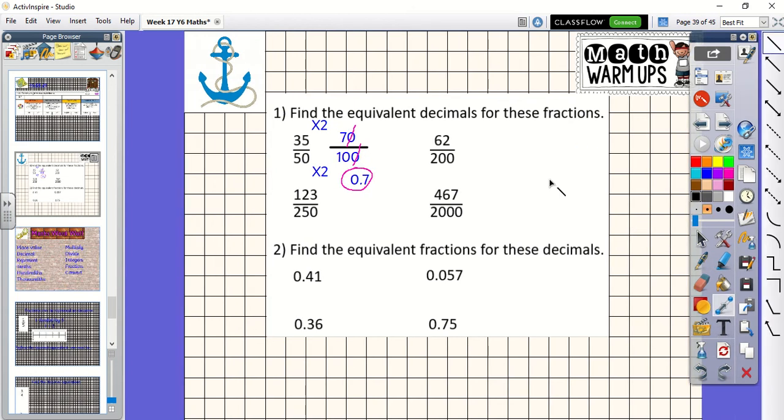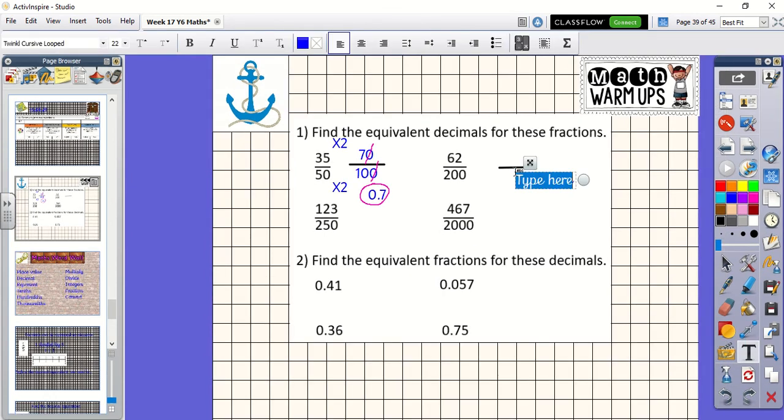Okay, let's have a look at this next one then. 62 over 200. So let's make our denominator 100. So to do that, we have divided by 2. So 62 divided by 2. Half of 60 is 30. Half of 2 is 1. So it would be 31 over 100. That as a decimal would be 0.31. Two zeros on 100, which means that we need to have two numbers after the decimal point.